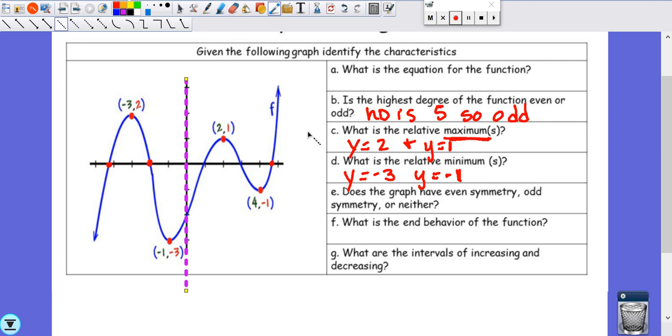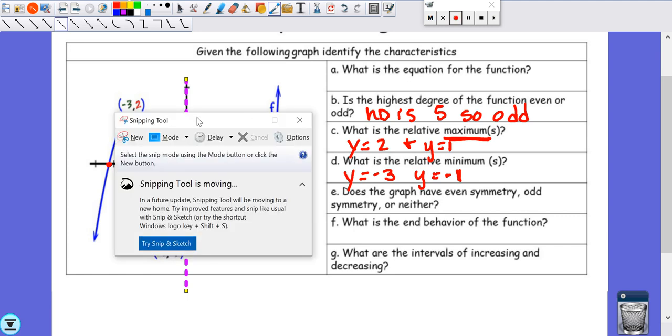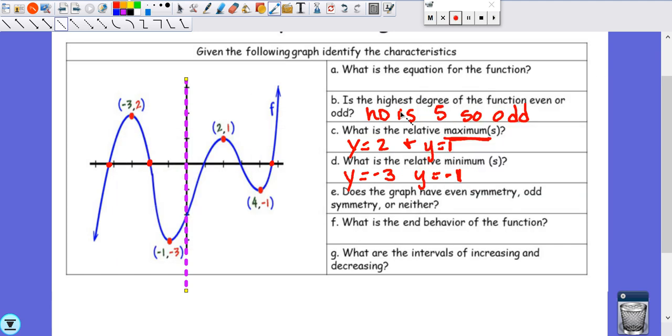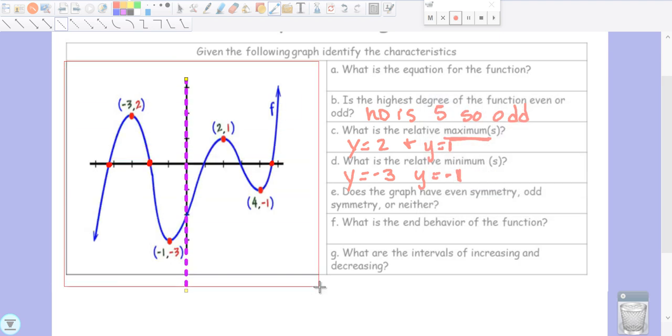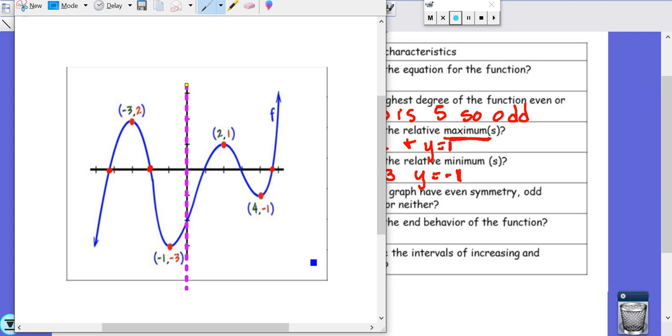Another thing you need to check for is if I turn this graph 180 degrees, so if I turn it upside down, watch this. And this is how you can test.